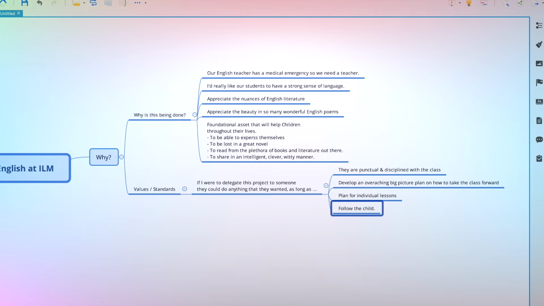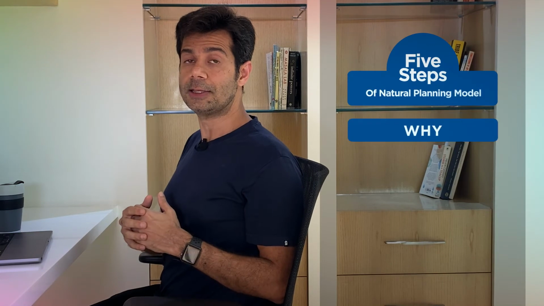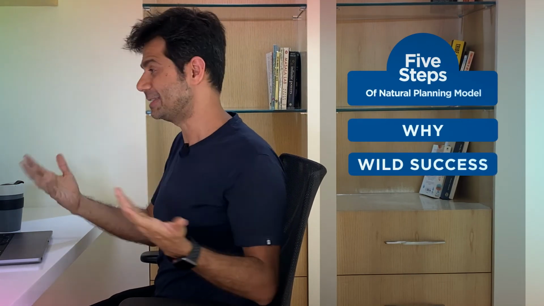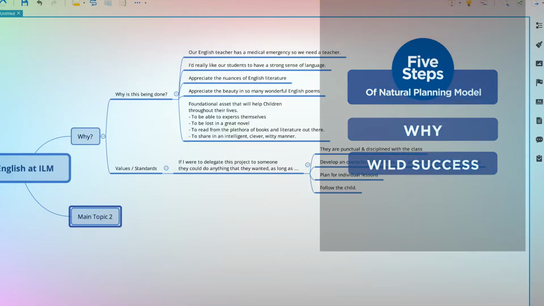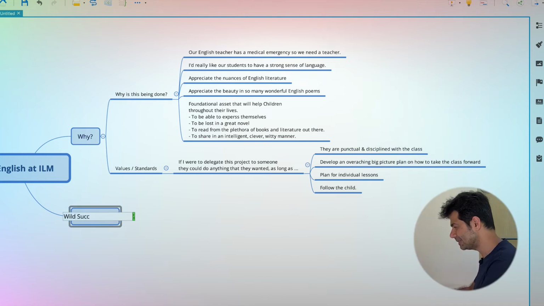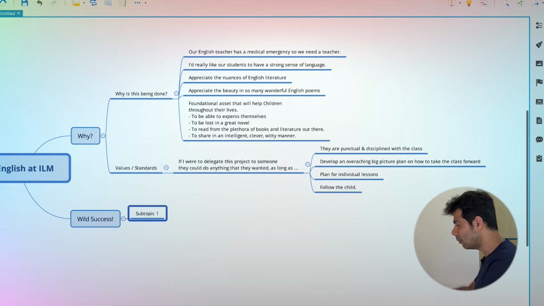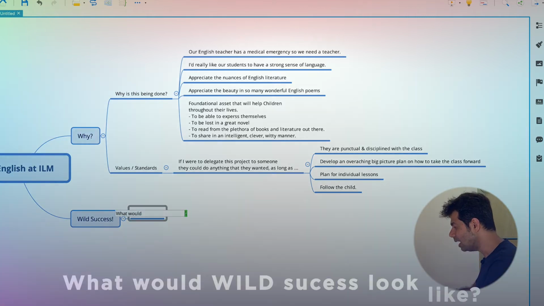So yeah, these are the values and standards that I would hold someone to. And therefore, these are the value standards that I hold myself to. Part 2 of the national planning model is wild success. Oh, this is the fun part. Wild success. Ooh, ta-da. What does that mean? What would wild success look like?